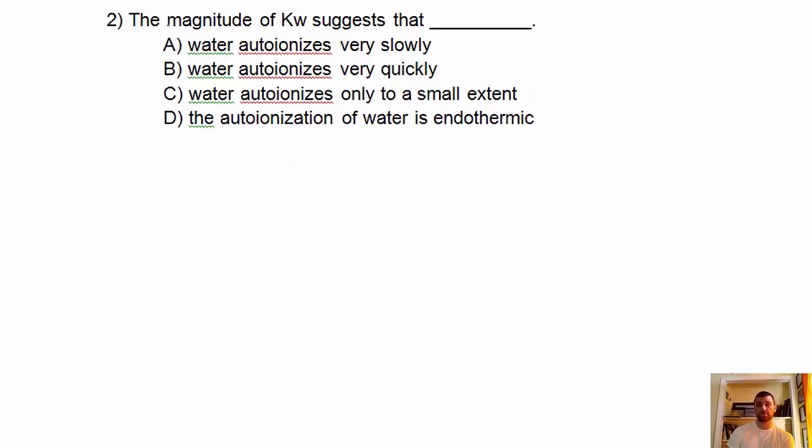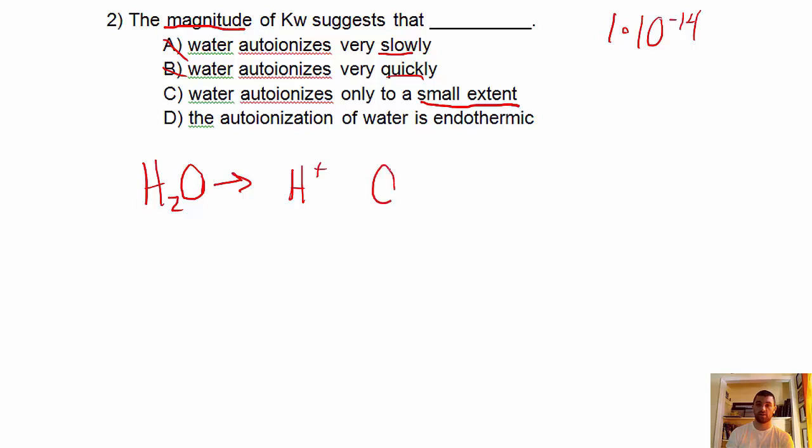Now, if we take a look at Kw, it says the magnitude, so we're talking about the number of it. It's 1 times 10 to the minus 14. Remember, Kw doesn't tell us anything about the speed, slowly or quickly, so that gets rid of A or B. But it does tell us about the extent, how much water is ionizing, how much water is breaking down into the H plus and an OH minus all on its own. Because this is such a small number, at minus 14, we know that it's only to a small extent. It doesn't really break down a whole lot.